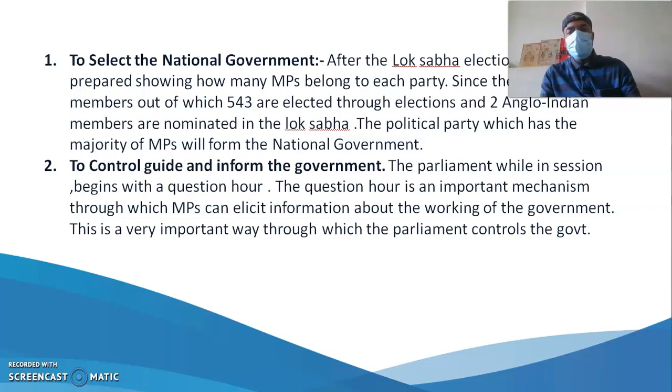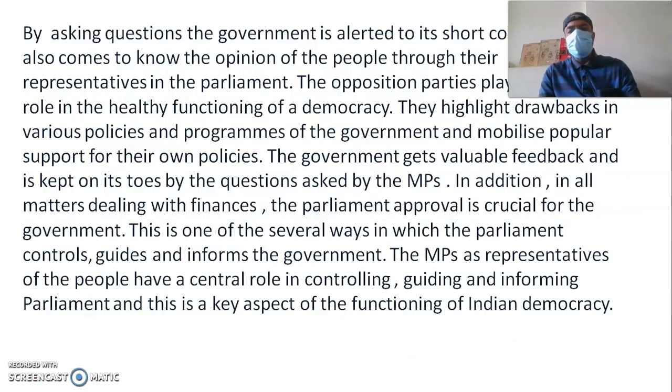Second, to control, guide and inform the government. The parliament, while in session, begins with a question hour. The question hour is an important mechanism through which members of parliament can elicit information about the working of the government. This is a very important way through which the parliament controls the government. By asking questions, the government is alerted to its shortcomings and also comes to know the opinion of the people through their representatives in the parliament.